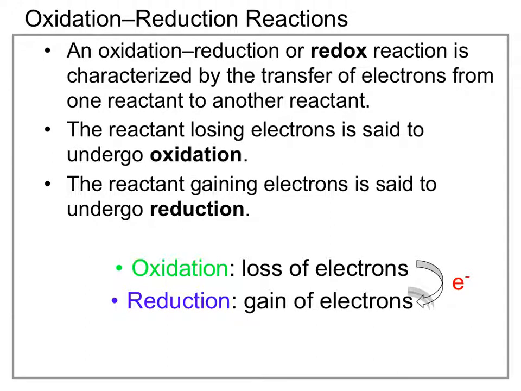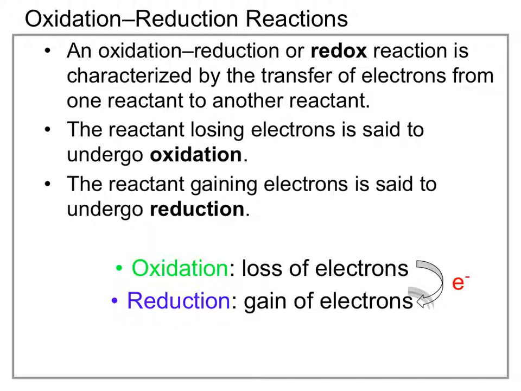In this video, we're going to begin investigating some of the commonly seen reactions in organic chemistry. The first one that we'll discuss is an oxidation-reduction reaction. In an oxidation-reduction reaction, commonly known as redox, electrons are transferred from one reactant to another.